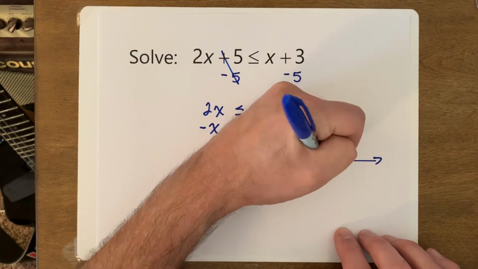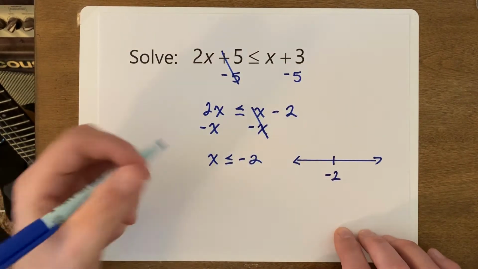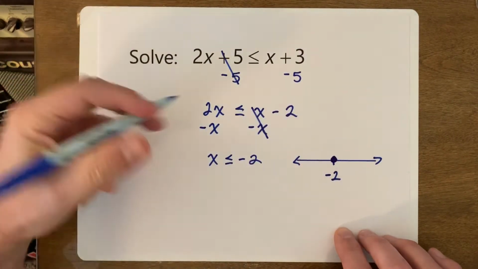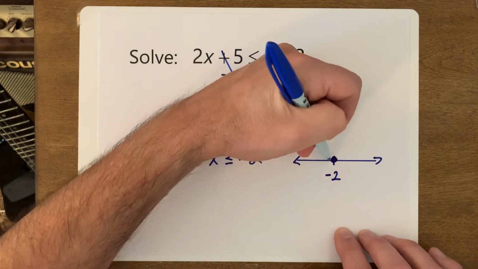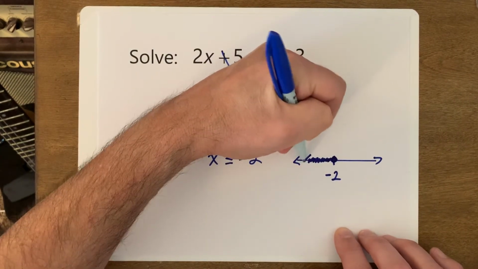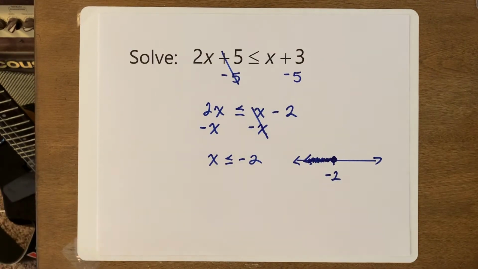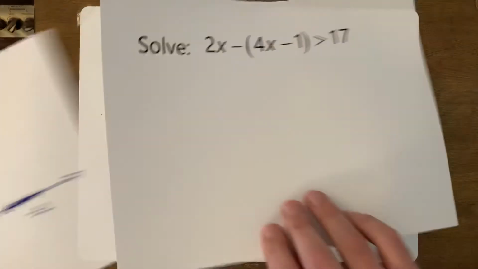So I need to have negative 2 in here, less than or equal to, so that it would be a closed circle shaded to the left. And so we'll shade that over here. And there's your graph. All right, let's take a look at this one.